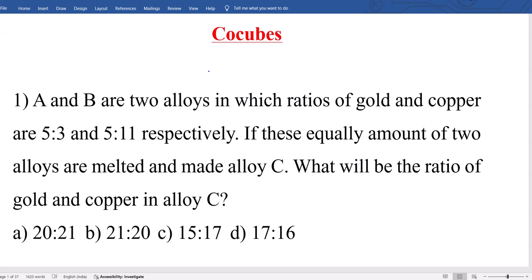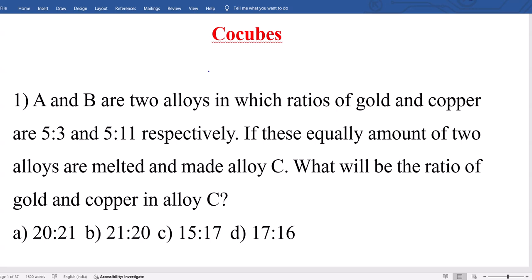Now, if you see this question, A and B are two alloys in which the ratio of gold and copper are 5 and 3 and 5 and 11 respectively. If equal amounts of these two alloys are melted and made alloy C, what will be the ratio of gold and copper in alloy C? So I can say A has gold and copper, B has gold and copper. A and B both are mixed to make C. In C also, what is there?